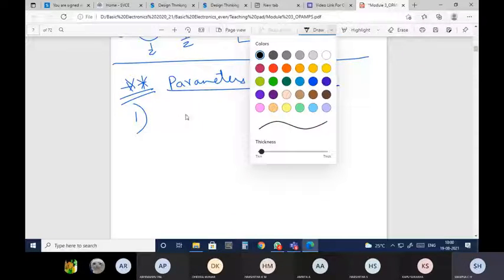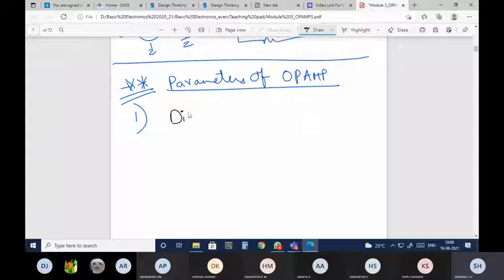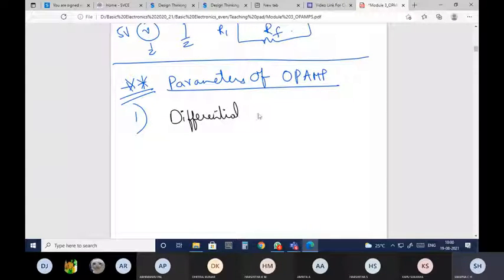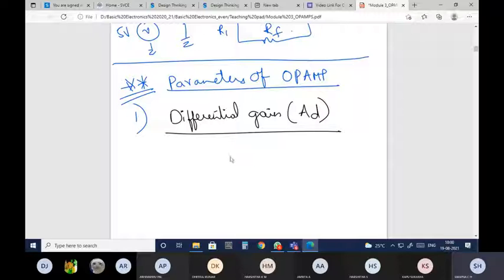So the first parameter is differential gain, which we have already seen. Differential gain is given by AD. How will you find the differential gain? Here I'll have the OPAMP, inverting terminal, non-inverting terminal. This is the output. These are the two inputs. This is my V1 and this is my V2.